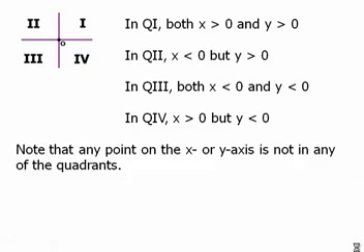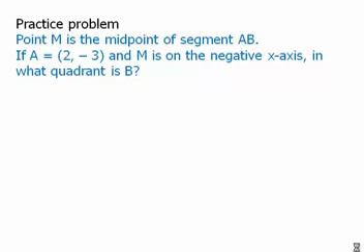It's also important to note that any point that is exactly on the x-axis or exactly on the y-axis, or certainly the origin, these are not in any of the 4 quadrants. So the 4 quadrants are only for points that are off the axes. Here's a practice problem. Pause the video and then we'll talk about this.